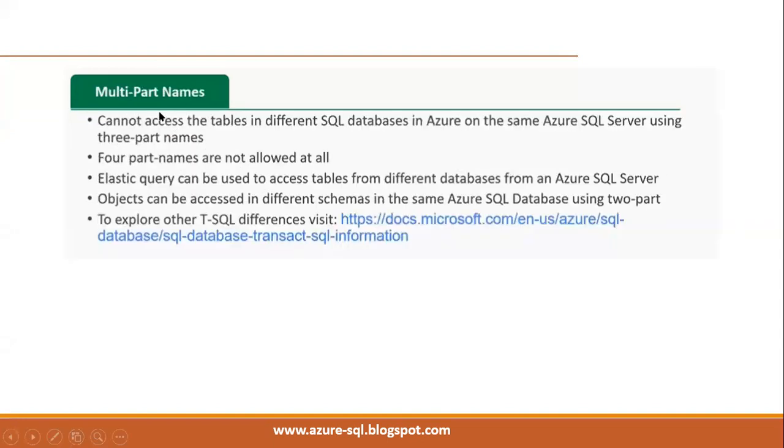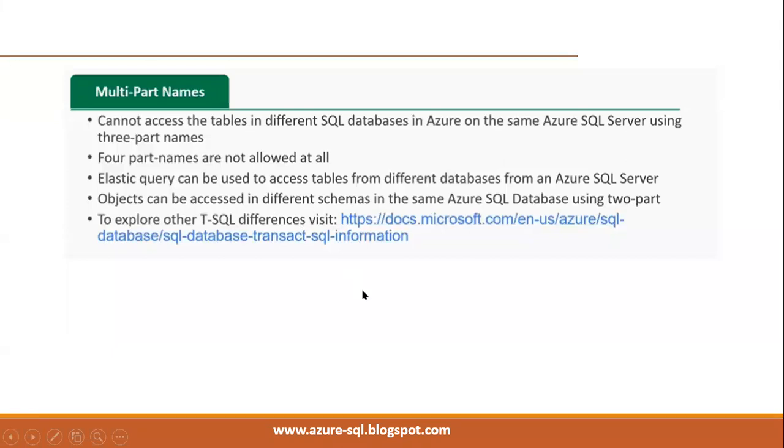Multi-part names. What do multi-part names mean? Like database name dot schema name dot table name. Generally we have seen 4 parts: server name dot database name dot schema name dot table name. Generally 4 parts. But remember, 4-part names are not allowed here in Azure. Generally 2-part names are allowed, like schema name dot table name.